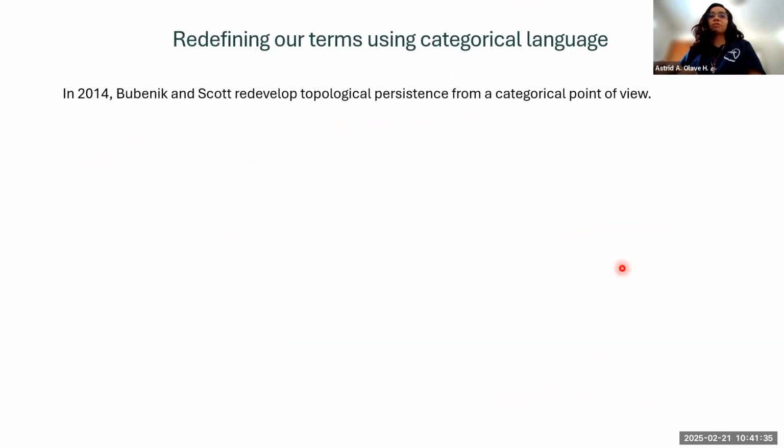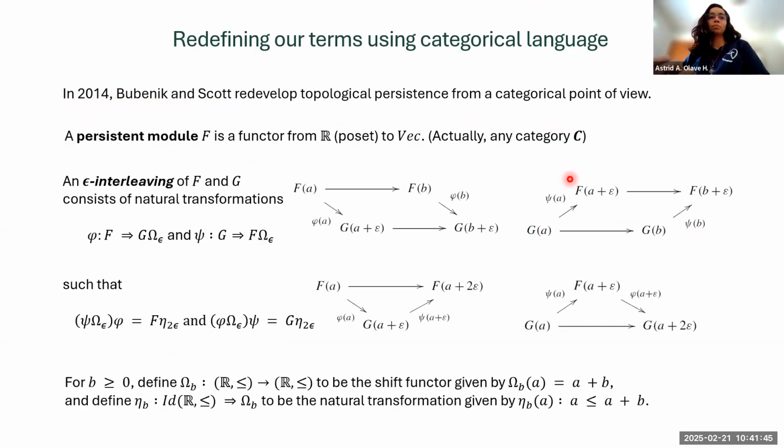So now I want to redefine my terms using categorical language. This was done in 2004 by Bubenik and Scott. They redeveloped all this topological persistence from a categorical point of view. So now we see a persistence module as a functor that goes from the real numbers or its opposite to the vector spaces or any category.